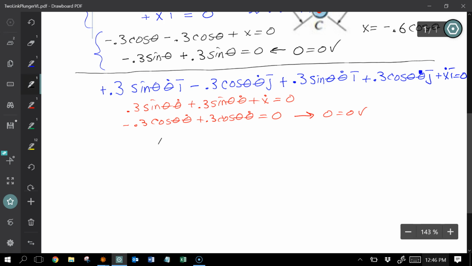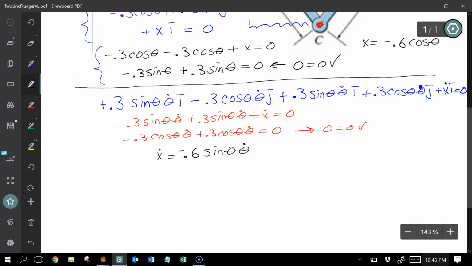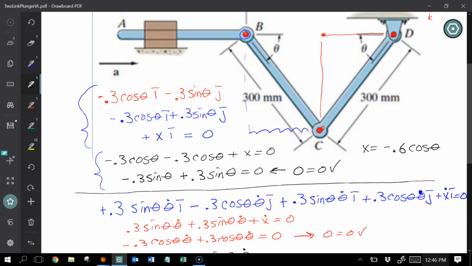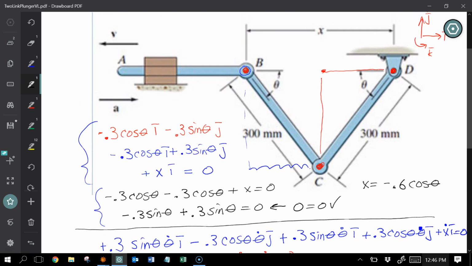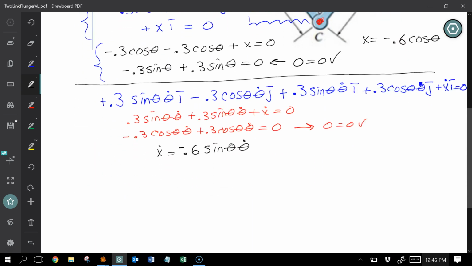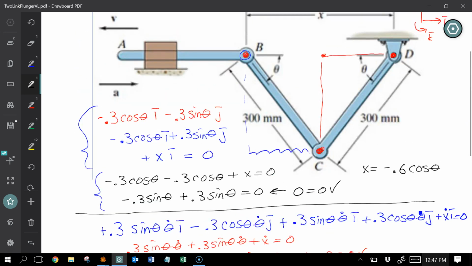It's x dot is equal to 0.6, negative 0.6 sine of theta times theta dot. Okay, so now the question is, how is x dot related, or anything related to what you know? And by the way, it's 1 degree of freedom. That means if you know one of these, x dot, you can find theta dot. If you know theta dot, you can find x dot. But you got to know one of them, which you do.